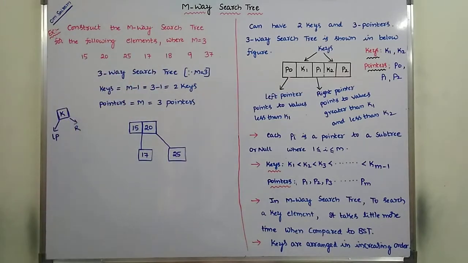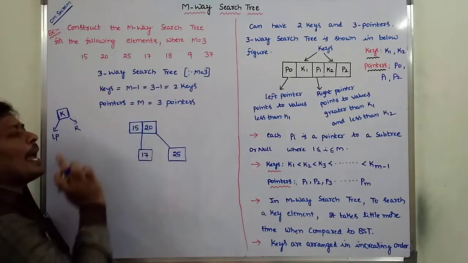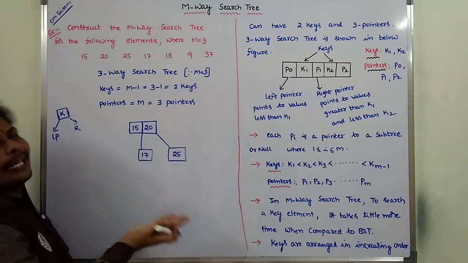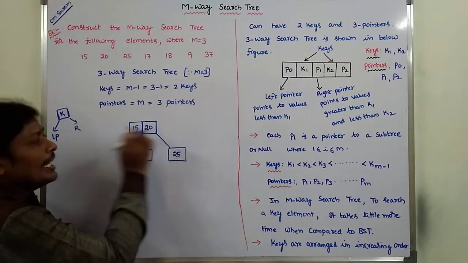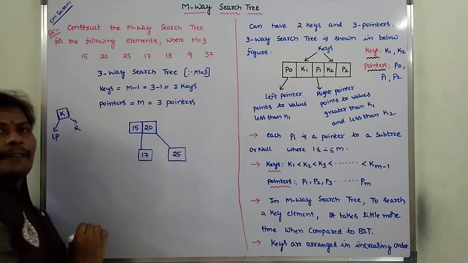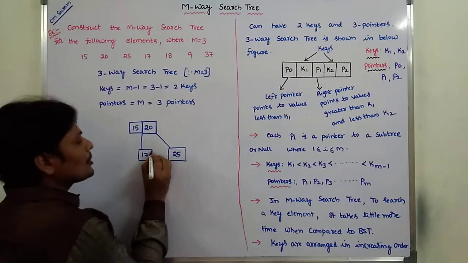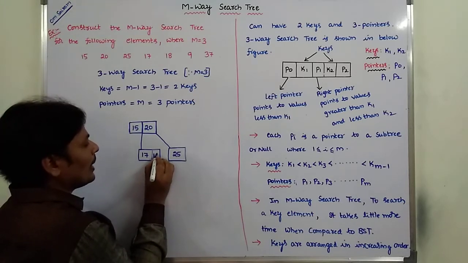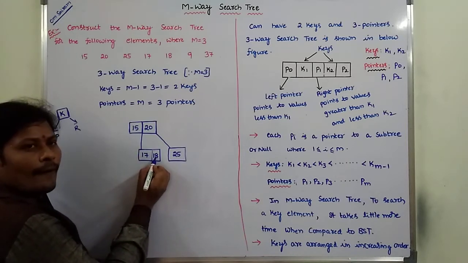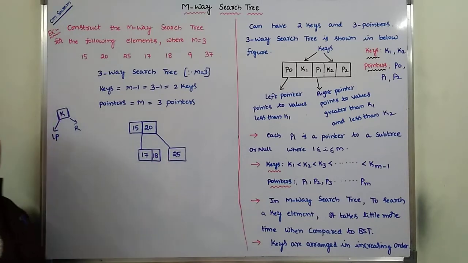Next element is 18. First every element is compared with the root node. So 18 is compared with 15, it is greater. Next 18 is compared with 20, it is lesser. So 18 is in between 15 and 20. Now go to this pointer. In this pointer already 17 is there. Now 18 is compared with 17, so it is greater, so 18 is placed in that place. Now it has 3 pointers because two key elements are there. This is the left pointer, this is the middle pointer and this is the right pointer.